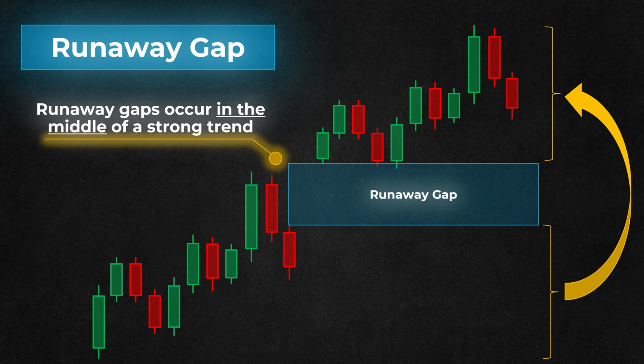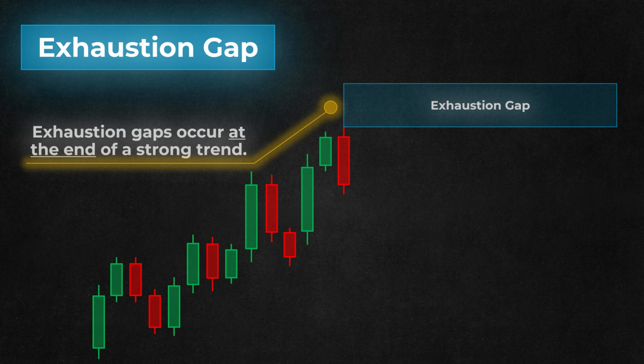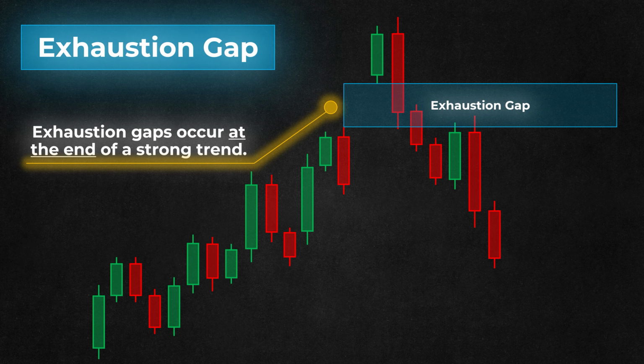Exhaustion gaps. Exhaustion gaps occur at the end of a trend. To differentiate between the exhaustion and the runaway gaps, the trader must observe the behavior of price after the gap. If price fills what appears to be a runaway gap, the trader can assume that it's actually an exhaustion gap.